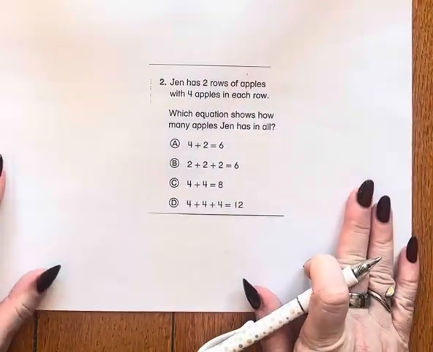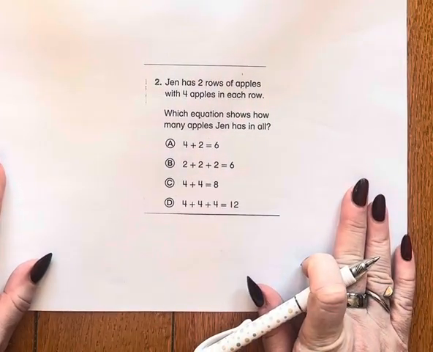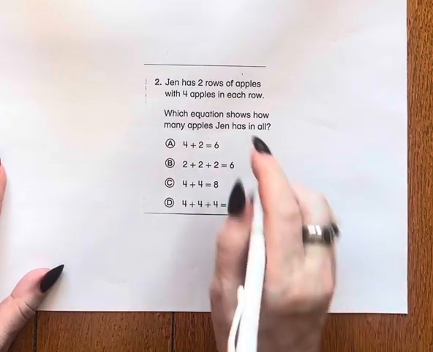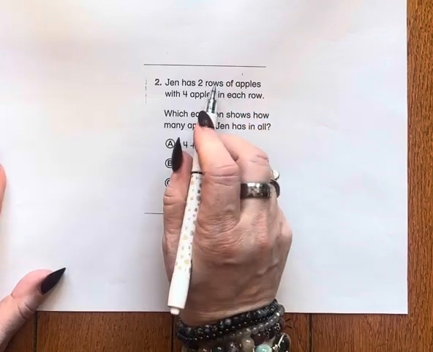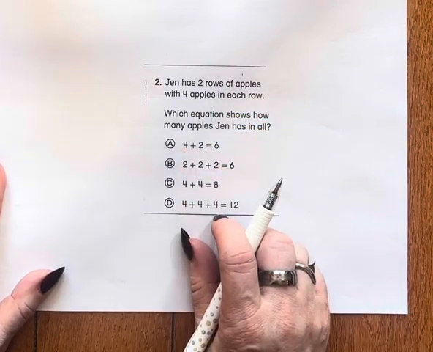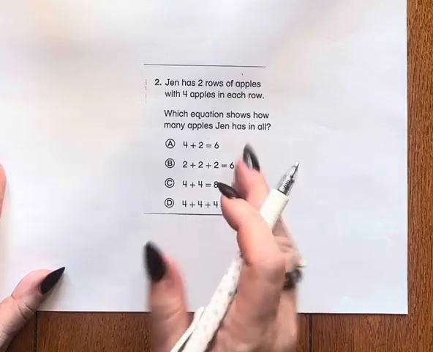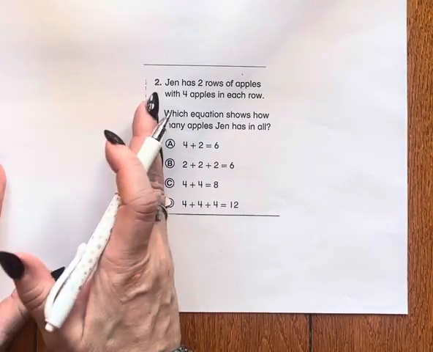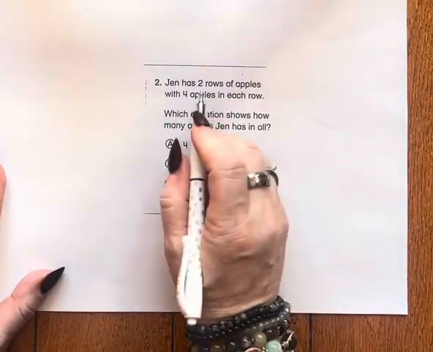All right, let's look at question number 2. Jen has 2 rows of apples with 4 apples in each row. Which equation shows how many apples Jen has in all? Let's remember that anytime we see rows or columns, we think repeated addition, which means the same addition over and over and over. So let's draw this.